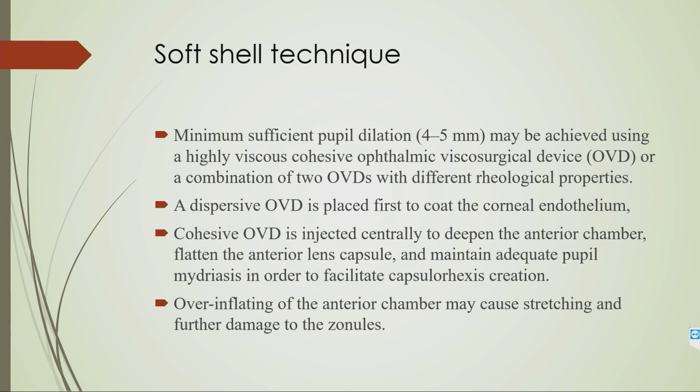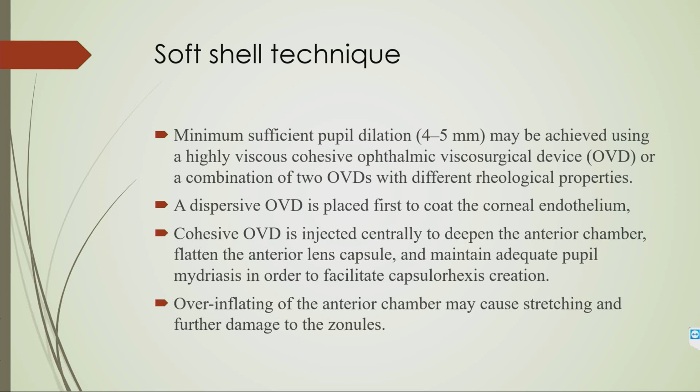So what is a soft shell technique? It's actually a very helpful technique when you do a surgery. Sorry, I don't have good videos. I couldn't get a video after this topic was selected. Actually, you have to put a dispersive OVD first to coat the corneal endothelium, and you have to use a cohesive OVD to deepen the anterior chamber, flatten the anterior lens capsule, and maintain adequate pupil dilatation.